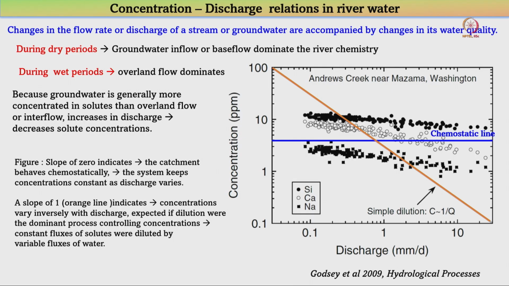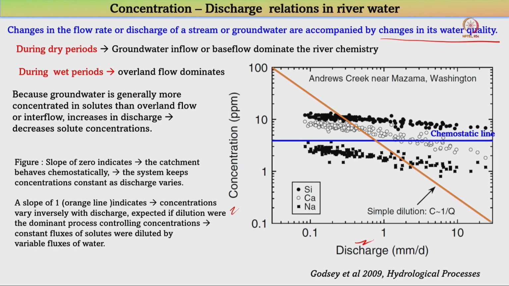Why? Because when the discharge is very high, there can be a dilution effect. When the discharge is very low, we can naturally get very high concentrations. So, changes in the flow rate or discharge accompany changes in water quality. During the dry periods, there is more contribution from the groundwater or the base flow to the river chemistry, as compared to the wet season, where there is overland flow and more rainfall, so there is just a lot of dilution.